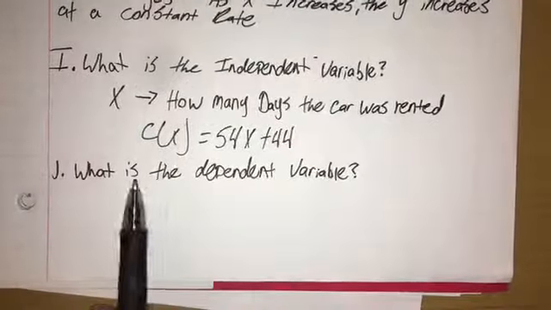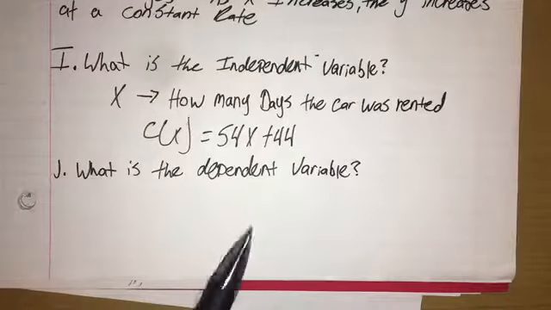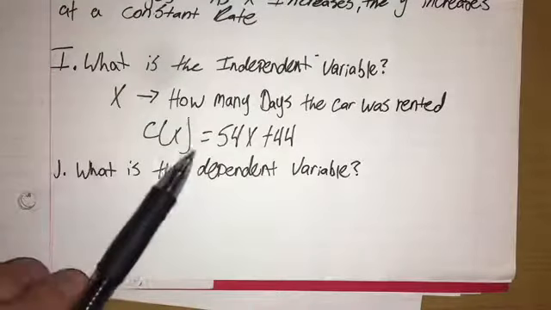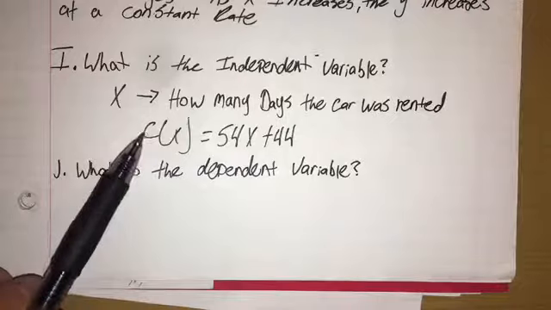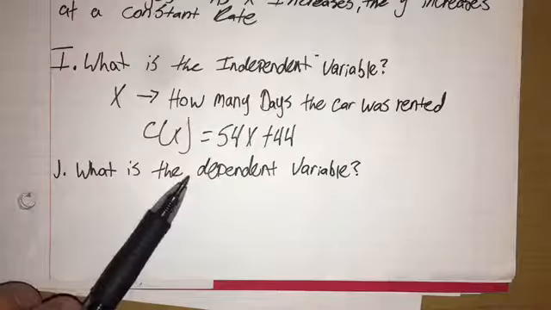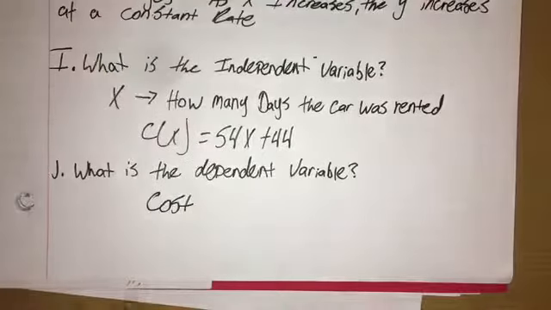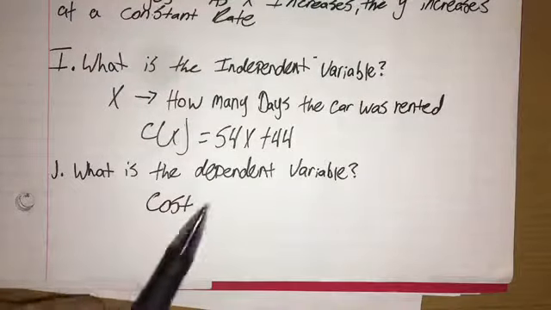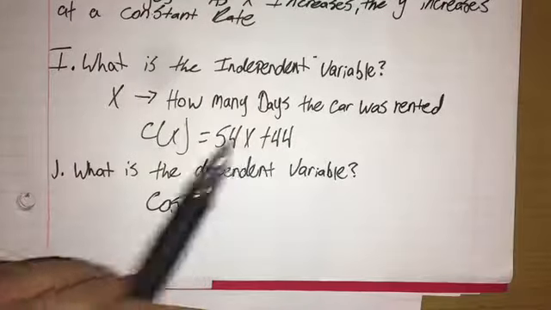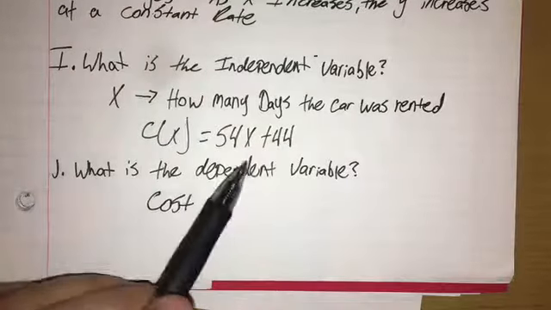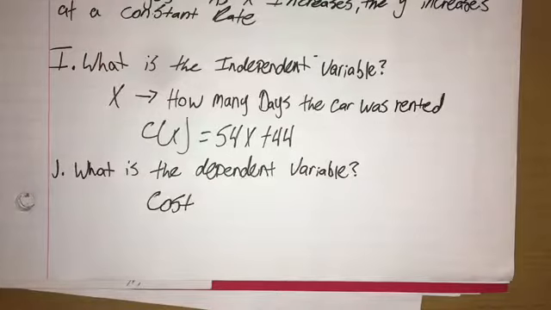Then when we look for the dependent variable, we notice the x is always changing. So for the dependent variable, it's going to be cost. The dependent variable, cost, relies on the days, so we won't know the total cost unless we know the total amount of days that the car is rented for. So sir, then our total is going to be $98.